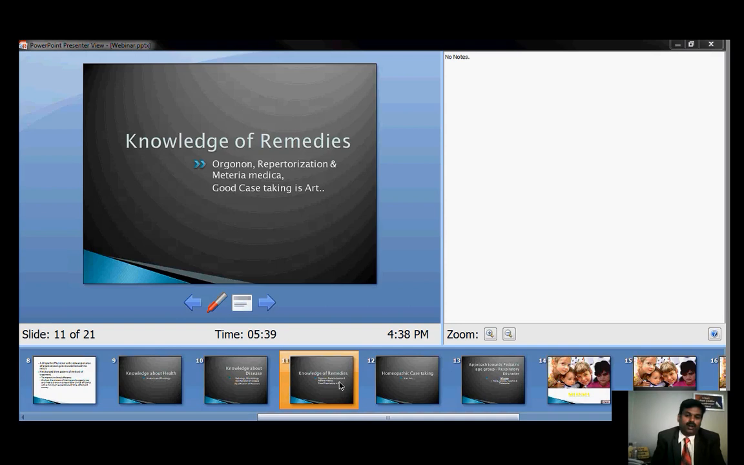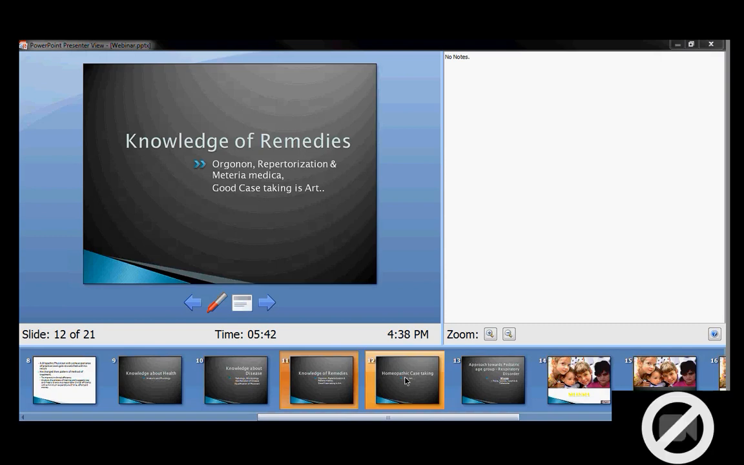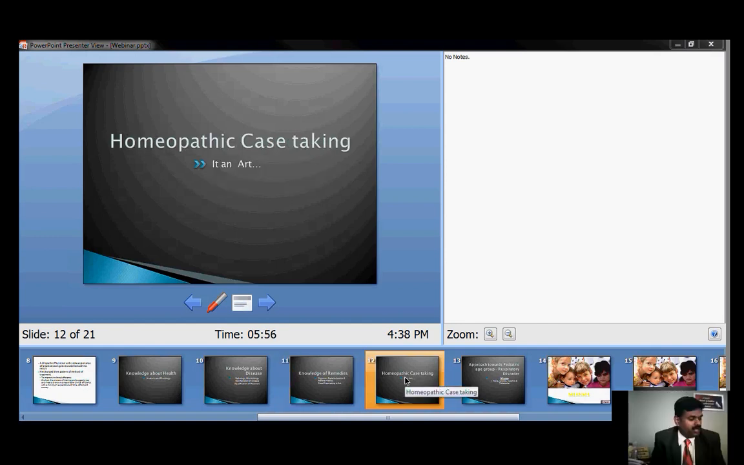So knowledge about case taking, the method of case taking, is equally important for a good approach towards homeopathy. What is the meaning of approach? The meaning of approach is to come closer. So in the homeopathic approach, we need to go a little bit closer. It is not a normal approach. It should be a little bit closer.